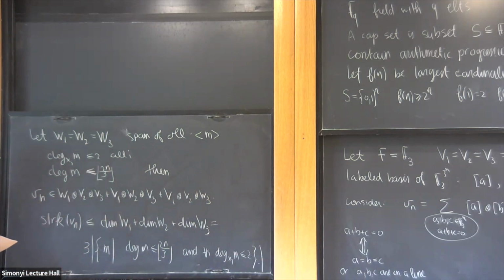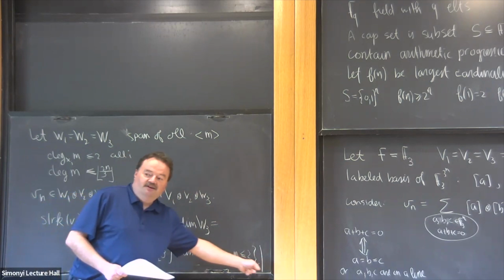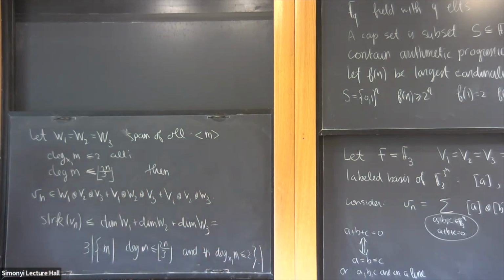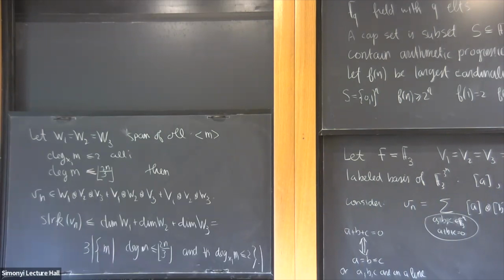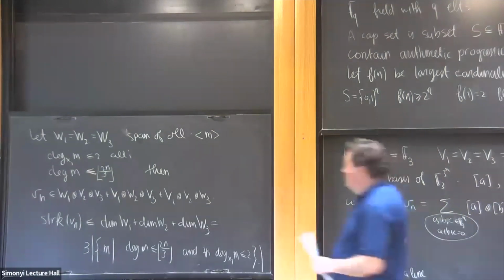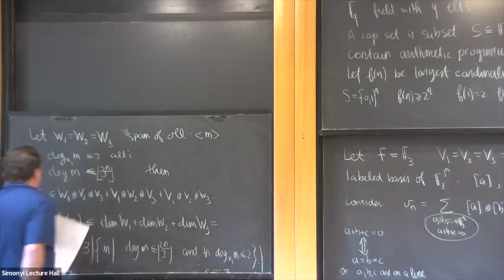Now we have to do some combinatorics to actually count how many of these there are. But if you do that, then you get basically this Ellenberg and Gijswijt bound. You can improve it a little bit.